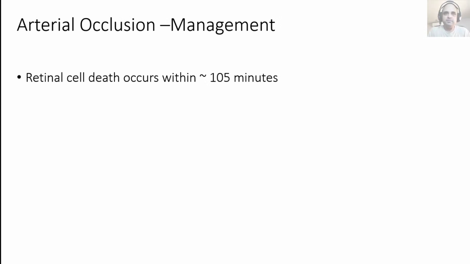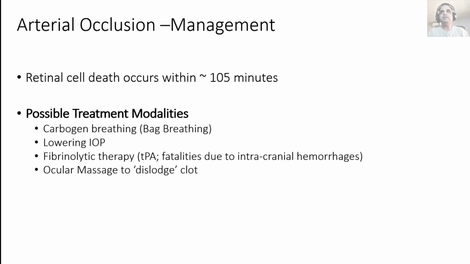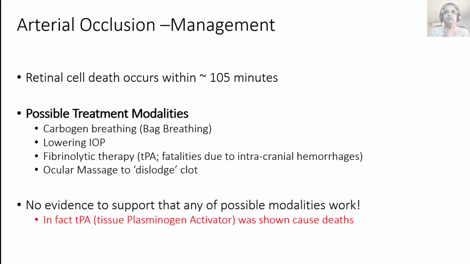Management. Because the retina is just a bunch of neurons, 9 neural layers and one pigment layer, as soon as they start becoming ischemic, they pretty much die off in about 105 minutes. So there are many things that have been tried, but none of them really work. Carbogen breathing, bag breathing, lowering the IOP, fibrinolytic therapy, ocular massage to dislodge the clot have all been tried, but they are not really successful. In fact, fibrinolytic therapy with tissue plasminogen activator actually has led to deaths because of intracranial hemorrhages.